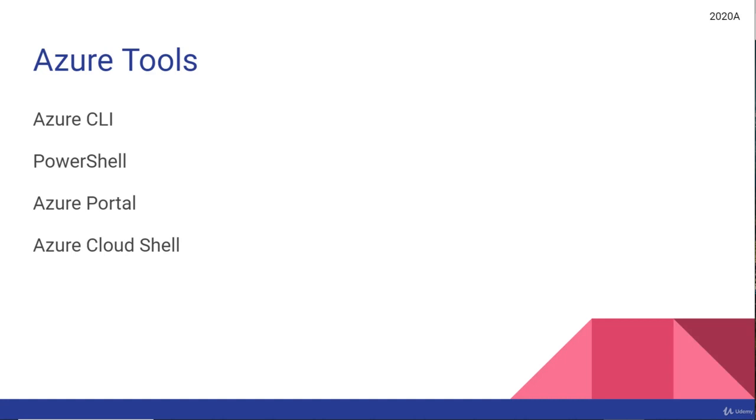Now, CLI is based on the Bash platform, which is a Linux command line. And so if you come from the Linux world, you're familiar with Bash, and so the CLI commands might be very familiar to you from that point of view. Again, all of these things allow you to do things with your Azure resources from these command lines.